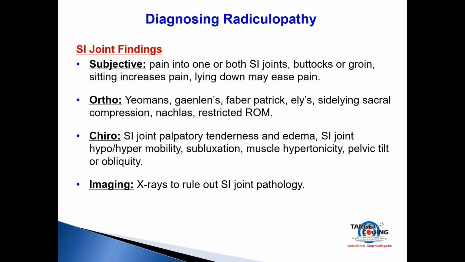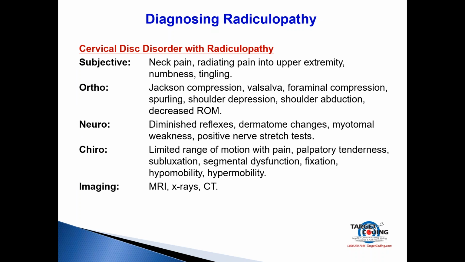And the chiro tests included palpatory tenderness, hypomobility or hypermobility, muscle hypertonicity. Here's another one, back to radiculopathy. So Mrs. Jones comes in and you diagnose her with cervical radiculopathy, and now your question, Dr. Kotler, how did you come up with that? Well, we did some orthopedic tests: Jackson compression, Valsalva, shoulder depression. We checked reflexes. There was some myotomal weakness, dermatome changes, limited motion. We have an MRI, so that's how you justify it.